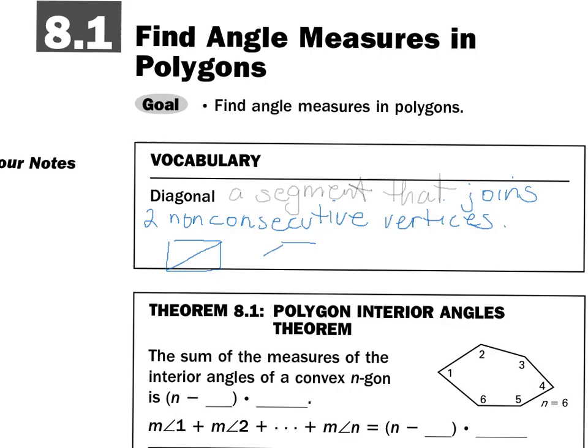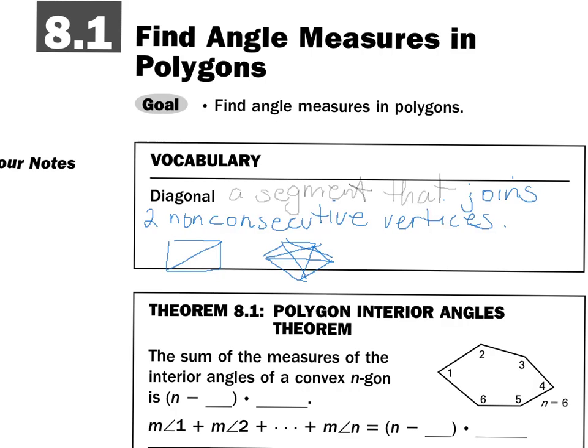In a pentagon, 1, 2, 3, 4, 5, this could be a diagonal, or this could be a diagonal. This could also be a diagonal. This could be a diagonal. Did I get them all? That could be a diagonal. Okay. And so there's lots of diagonals in things that have more sides. Just one in a rectangle, but as you keep going up, you can get a whole bunch more.